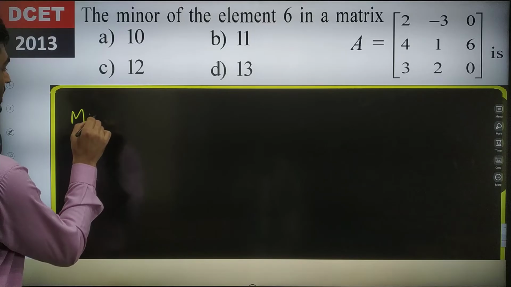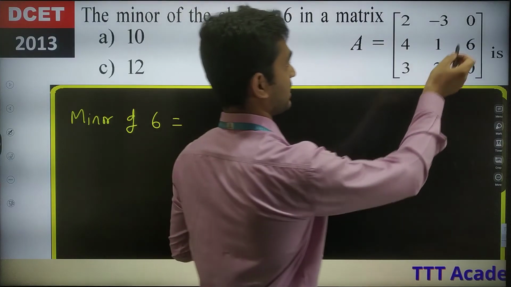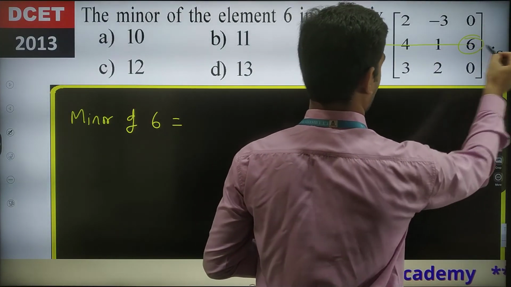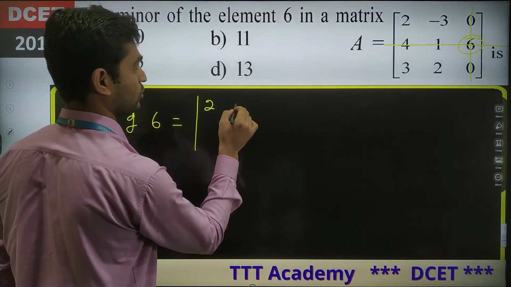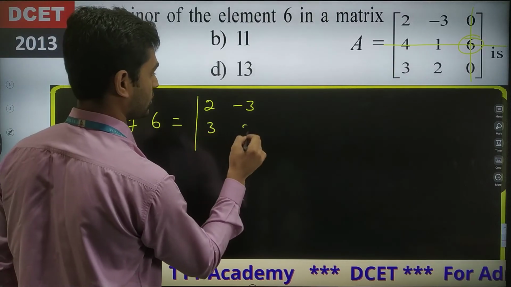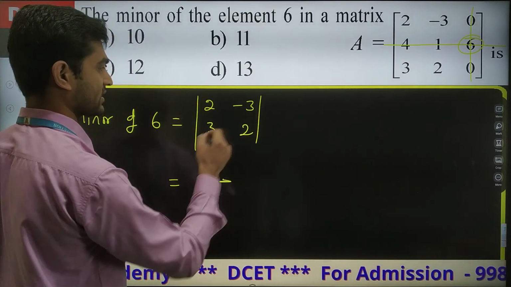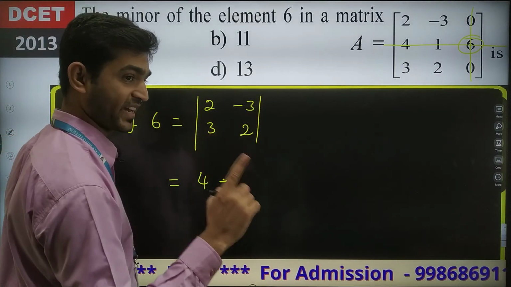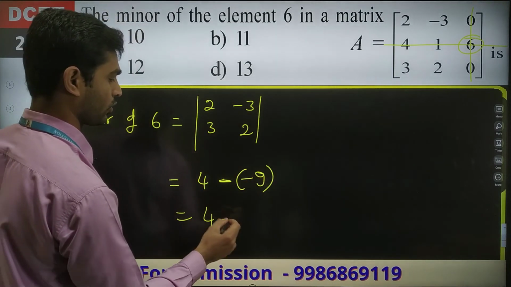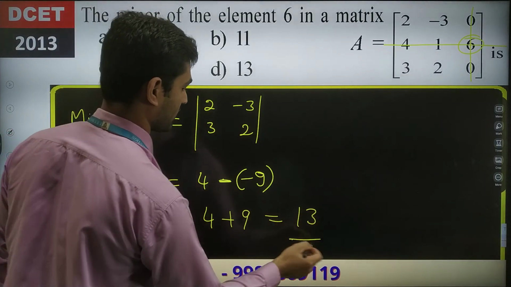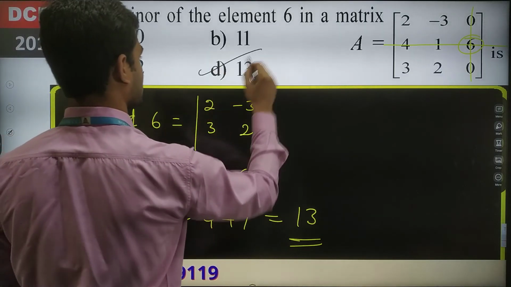Minor of the element 6. Where is 6? See, observe here. In the given matrix, 6 is here. That means it is located in second row, third column. Suppose you cancel second row and third column, the remaining elements are 2, minus 3, 3, 2. Next, the product of the principal elements 2 into 2 is 4, minus 3 into minus 3. 3 into minus 3 is minus 9, but there is already a minus. So it becomes minus of minus 9, nothing but 4 plus 9. The 4 plus 9 is 13. Then what is the answer? The minor of 6 is 13. So 13 is the right option.